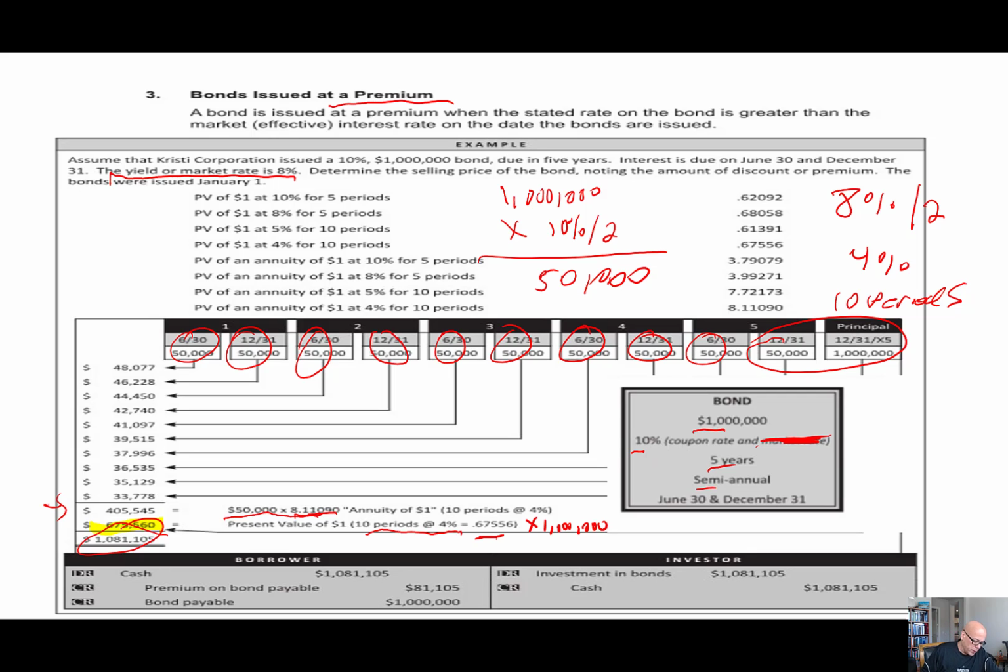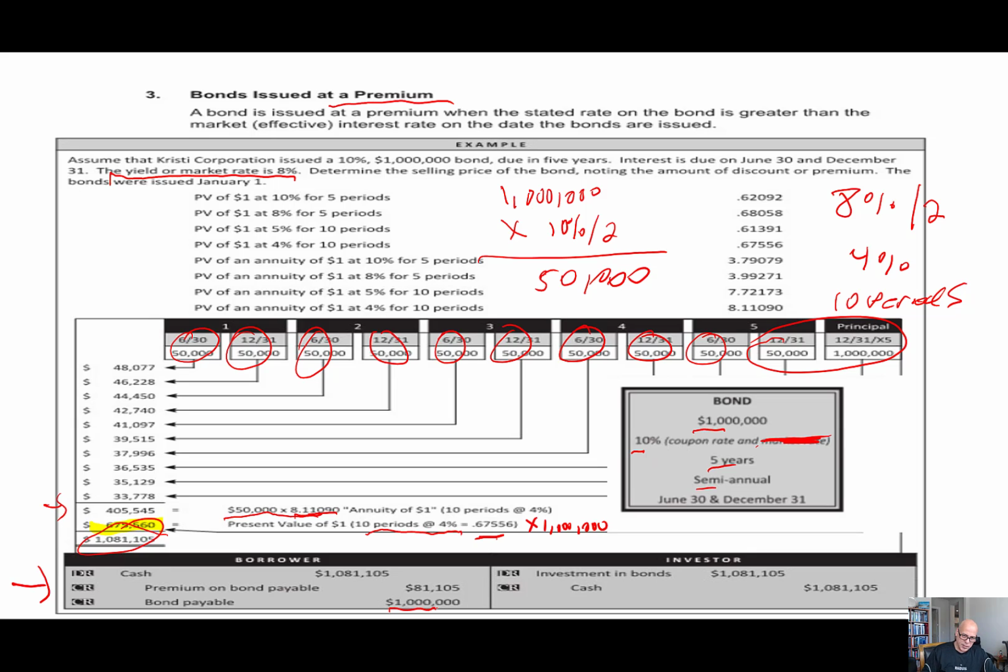So I go ahead and I debit the cash. I credit the bond payable, always at the face, million. I need a credit to make this journal entry balance. That difference is the premium. Okay? So basically it's a mirror image of the discount, where the bond was issued at less than face.